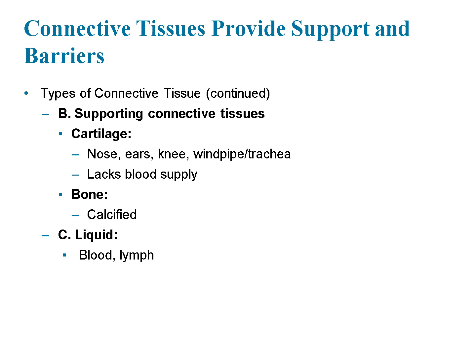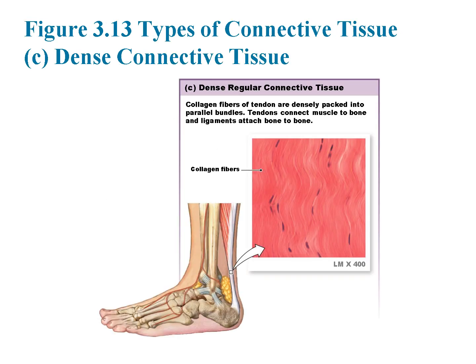And lastly, we've got liquid connective tissues like blood and lymph. These flow through the body, transporting nutrients, oxygen, and immune cells, keeping us healthy and functioning. So, connective tissues are incredibly versatile. They can hold us together, help us move, and even keep us alive. Dense connective tissue is a powerhouse when it comes to providing strength and flexibility.